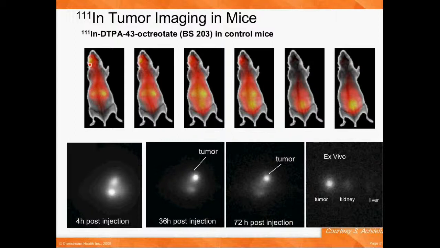In the top, one can see clearly that the probe is distributing throughout the body and then clearing through the bladder. When a tumor overexpresses SSTR2, the probe goes throughout the whole body, reaches the tumor, and is then internalized and trapped, while the probe is excreted from the rest of the body, giving you a nice clear image of the SSTR2 expression in the tumor by 72 hours post-injection. This data was confirmed with ex vivo analysis.